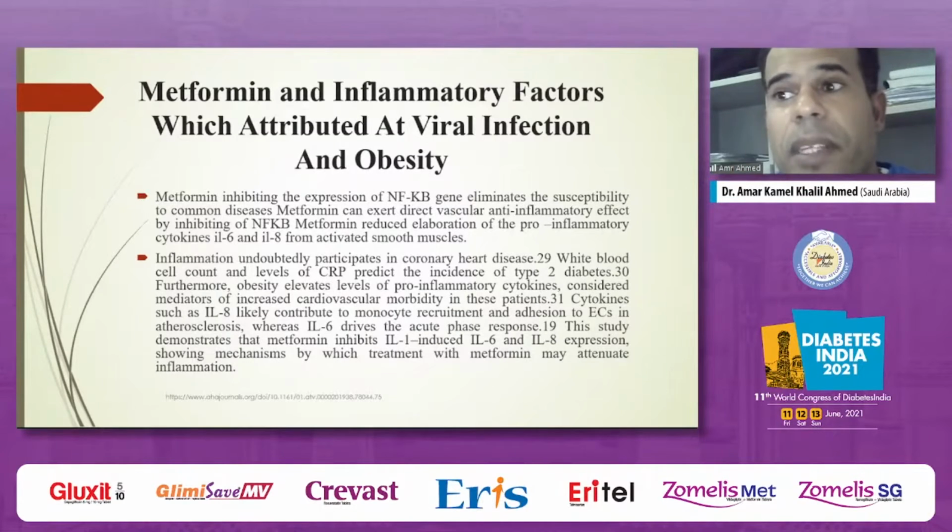Inflammation participates in coronary heart disease. White blood cell count and level of C-reactive protein predict the incidence of type 2 diabetes. So obesity elevates the level of inflammatory cytokines, considered mediators of increased cardiovascular morbidity. Cytokines such as interleukin 8 likely contribute to monocyte recruitment and adhesion and atherosclerosis, whereas interleukin 6 drives the acute phase response.